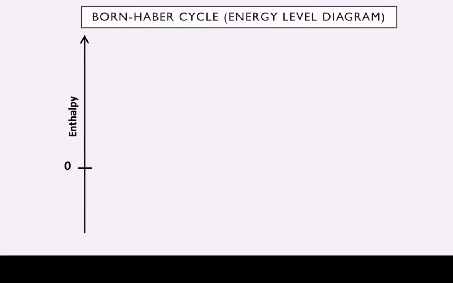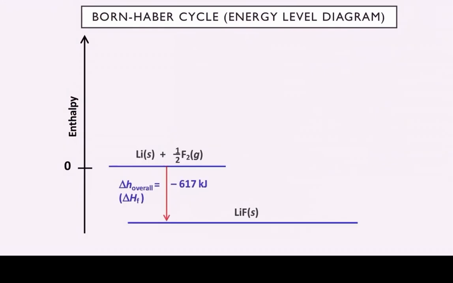Another way of drawing your Born-Haber cycle is the energy level diagram. Okay, so we will start with formation. Ingat kita guna F, E, I, E, L. So first, formation of your solid ionic compound.